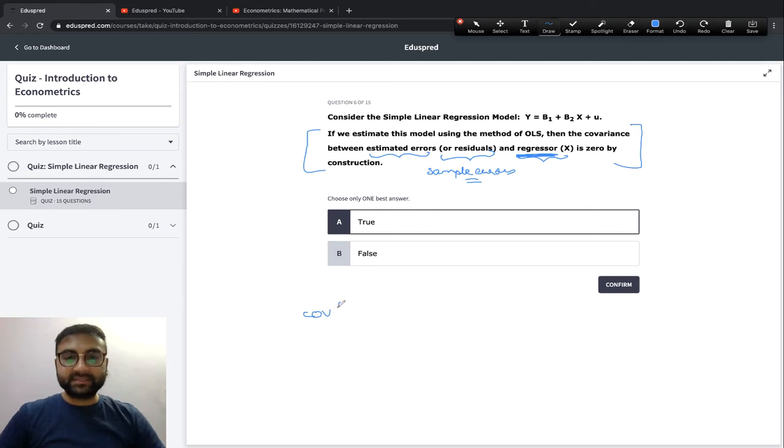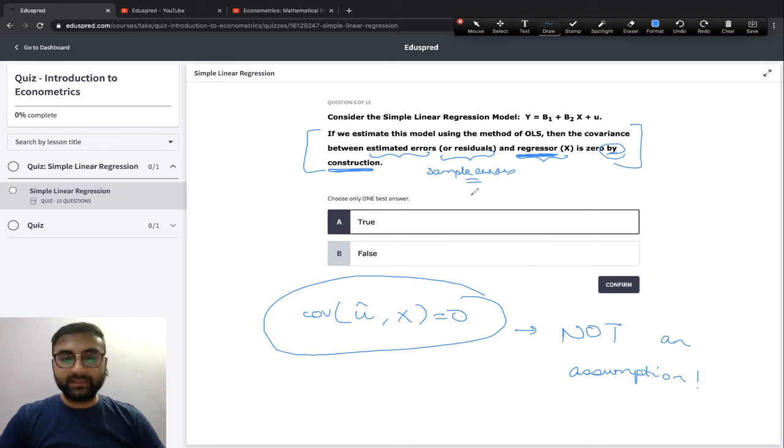And this is something that we just discussed, that the covariance between your u hat and your x is going to be equal to 0 by construction. This term is also very important because this is not an assumption. This is not something that we are assuming. The OLS method is constructed in such a manner that you end up getting this. This is something that happens by construction because the OLS method is constructed in such a manner that the covariance between the residuals and your independent variable comes out to be equal to 0. So this statement is true. And once again, this is one of the useful results of OLS. If you want to revise this, you can take a look at these videos that I just showed you. So the right answer is true.